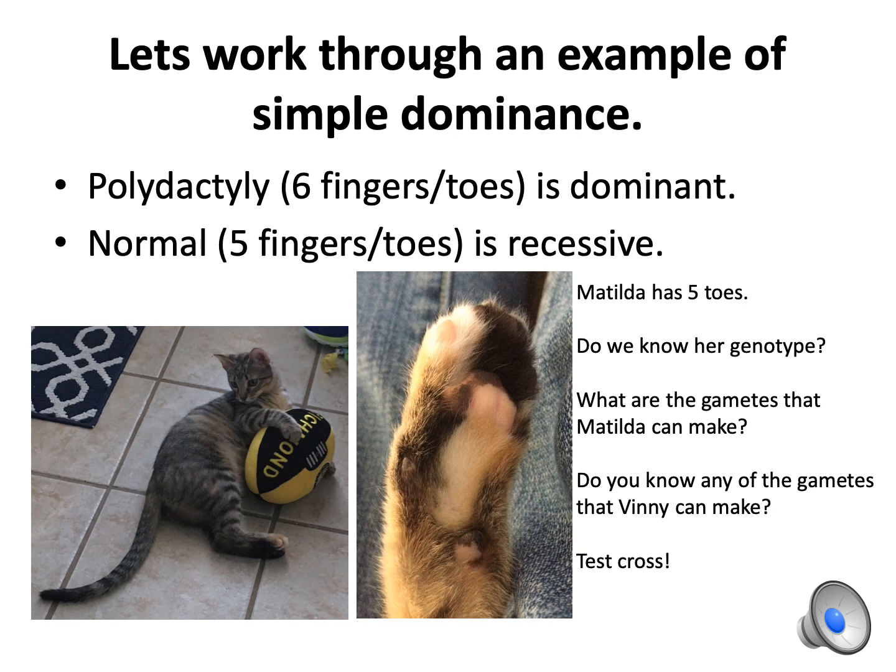But we don't actually know what his other allele is. So if you remember, when we talk about trying to figure out what the genotype of an individual who shows the dominant phenotype is, we use a test cross. A test cross is when we take a homozygous recessive individual and mate them to the unknown. So in this case, Matilda would be the example of the homozygous recessive individual.